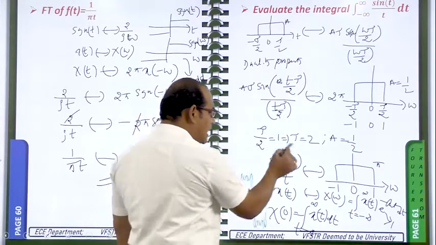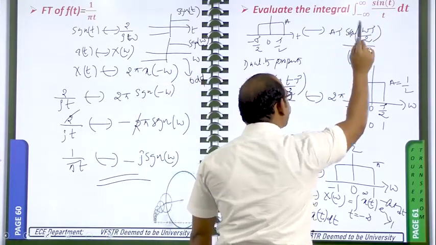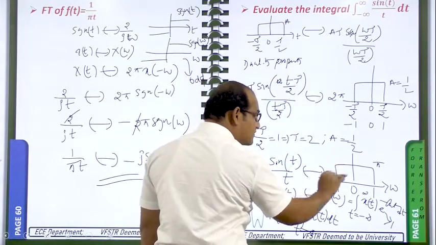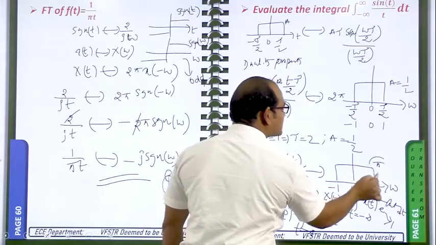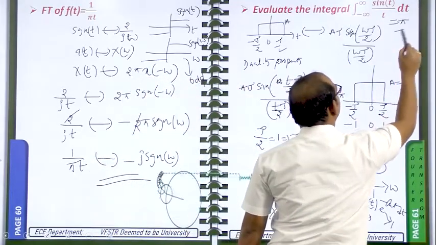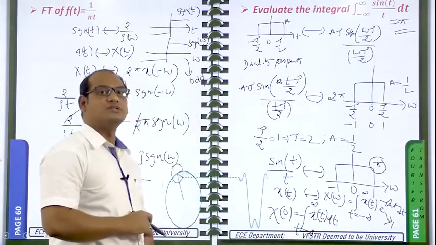They are asking that one. Our time domain signal is sin t by t. So the integral means area. The area under sin t by t, its spectrum we already have. The spectrum value at omega equal to 0 we have to take, that is pi. So the answer is pi. Okay, so the integral of sin t by t is found this way.